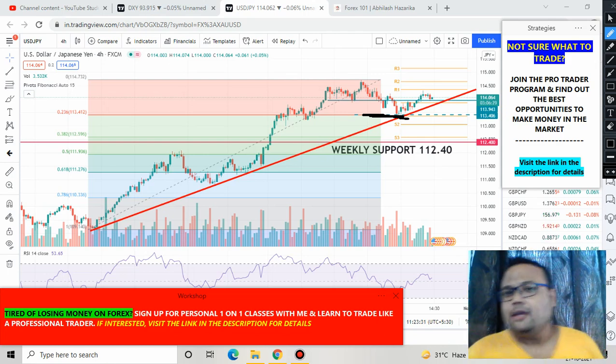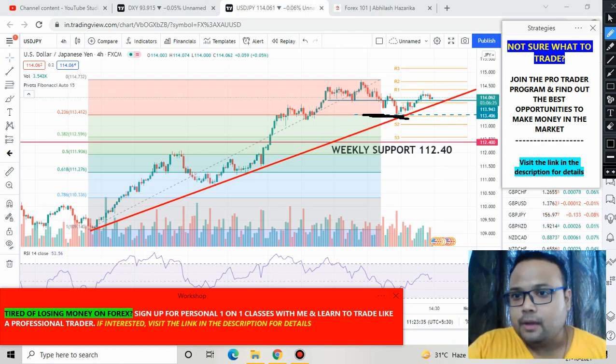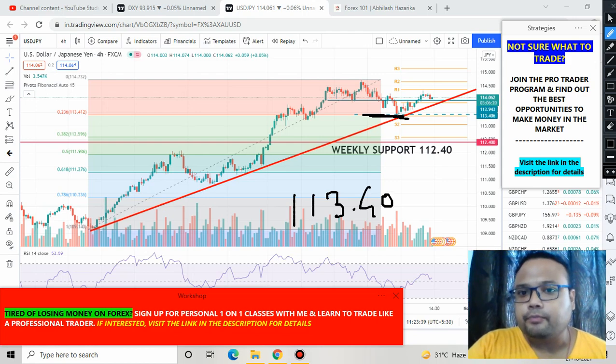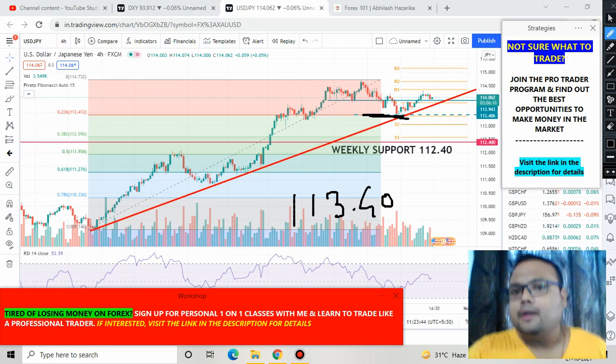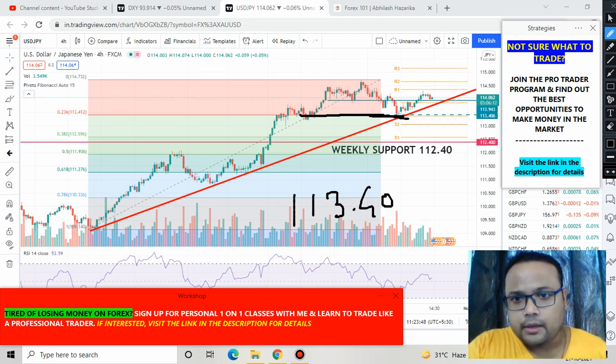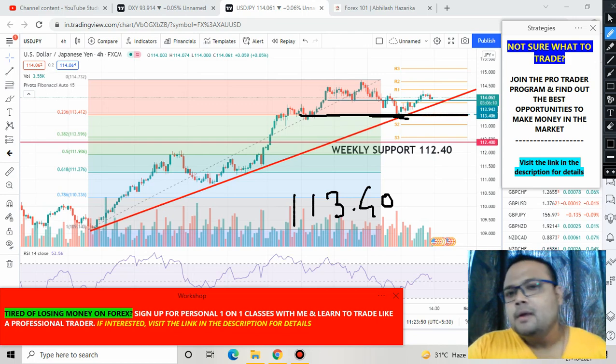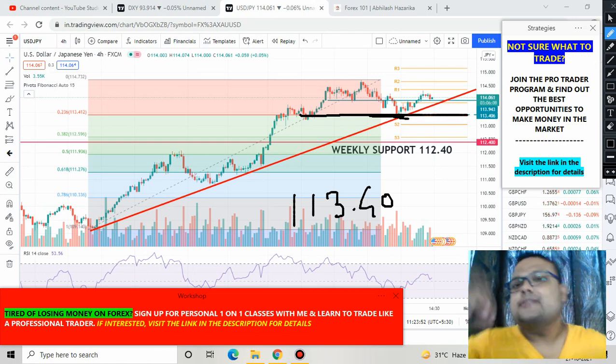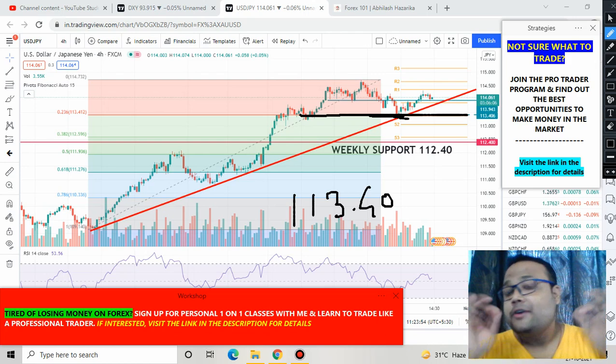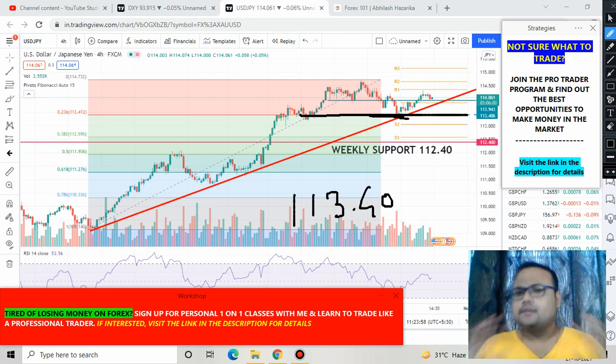Okay, so right now we can see that this level is still a support for the market. Which level? 113.40. Not only because of the Fibonacci retracement level, but rather this level is also a kind of a minor support for the market. You can see that market has been testing this level or taking support at this level. Therefore 113.40 is a support for the market, minor support.